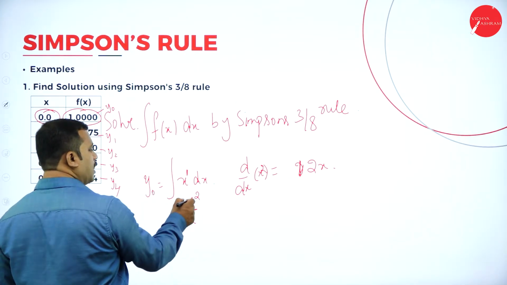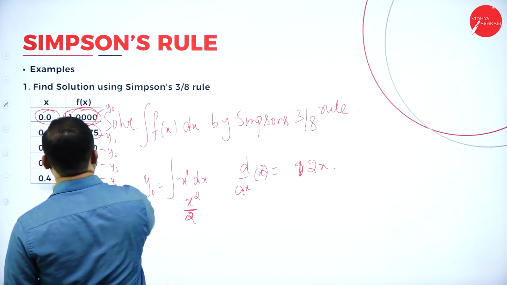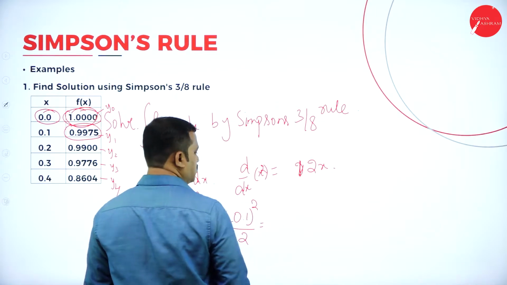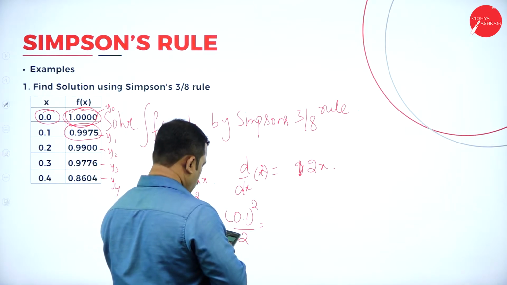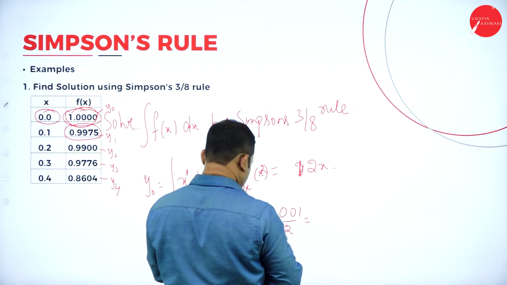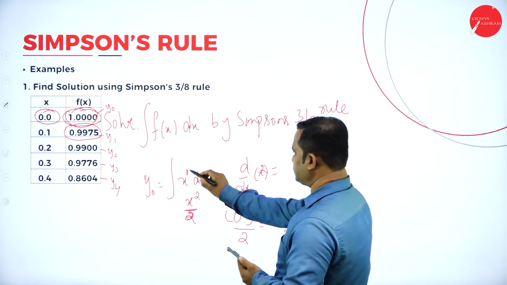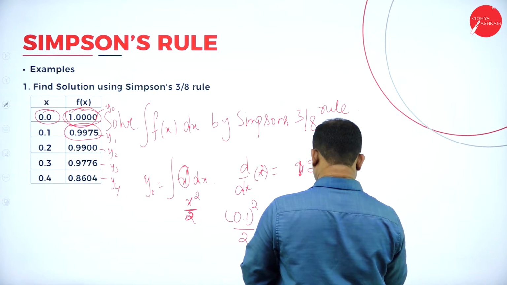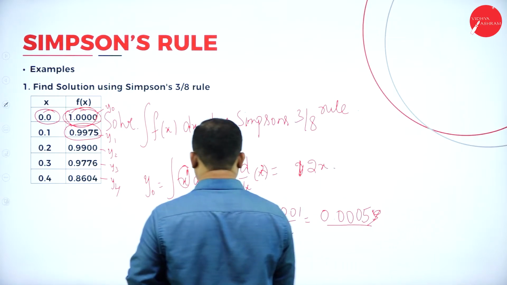If that is the case, what is y0? We have 0.1 here, so 0.1 whole square divided by 2. 0.1 whole square is equal to 0.01 divided by 2, which gives the value 0.005 for this y0.